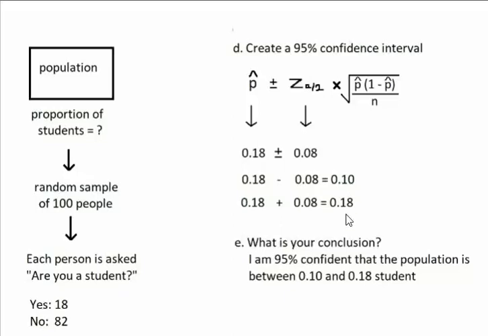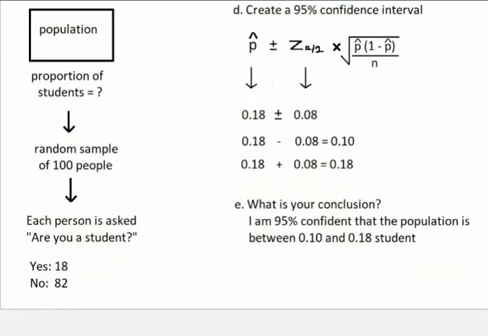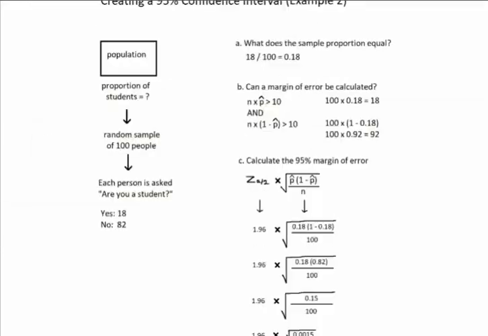Now we have our interval, and we just say that we're 95% confident that the population is somewhere between 10% and 18% student, and we write the two percentages as decimals because they're proportions. And then we're done. So now we've covered an example for a mean and then an example for a proportion, and they all work the same way, right?